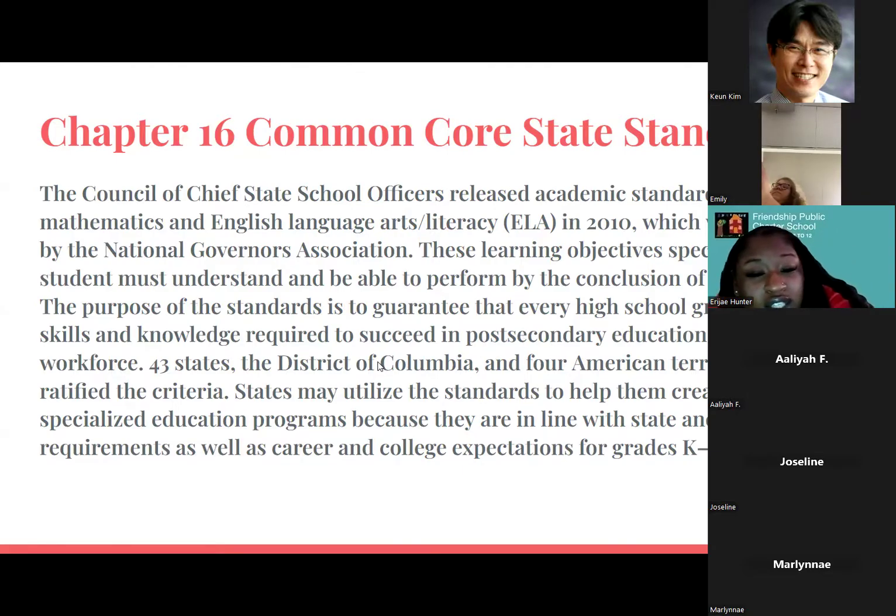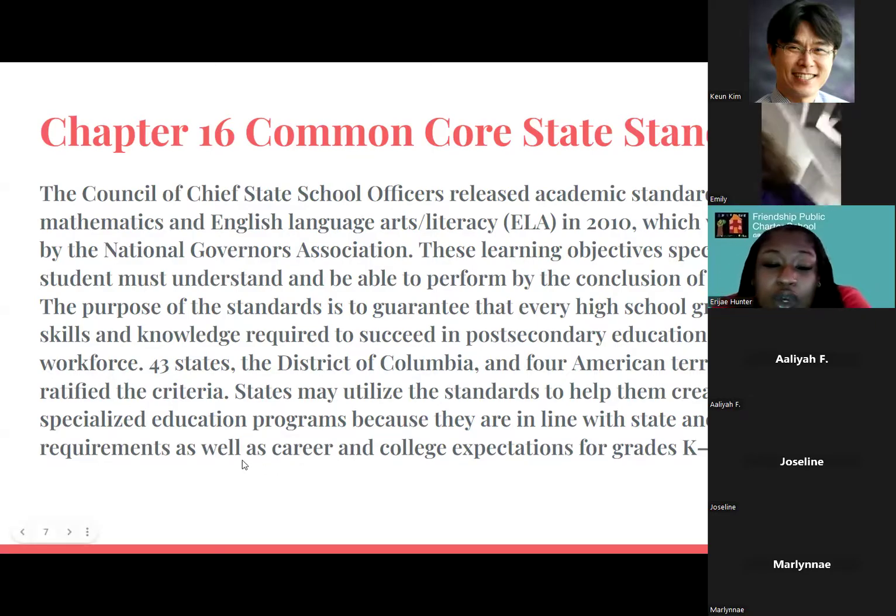43 states, DC, and 4 American territories have all ratified the criteria. States must utilize these standards to help them create their own specialized education programs because they are in line with state and college requirements, as well as career and college expectations for grades K through 12.